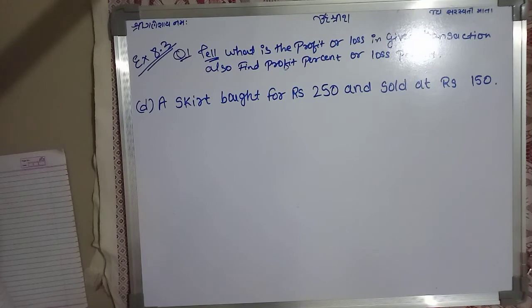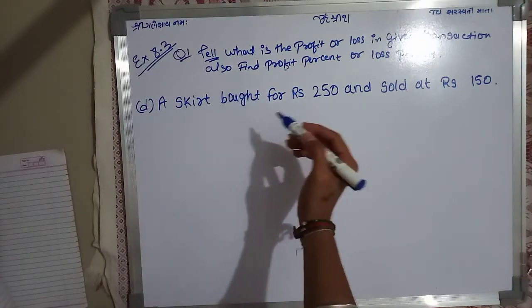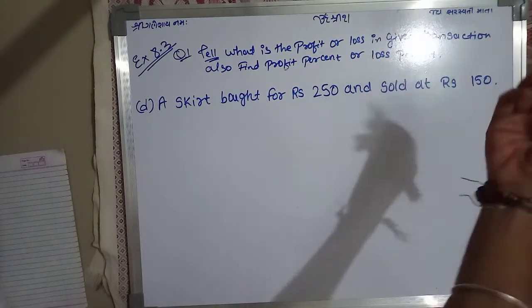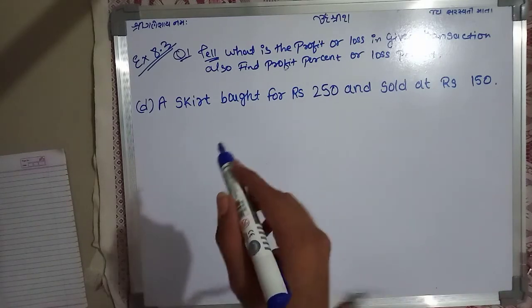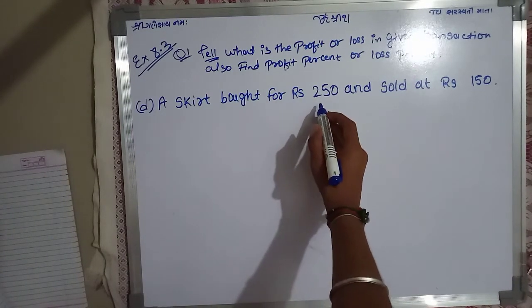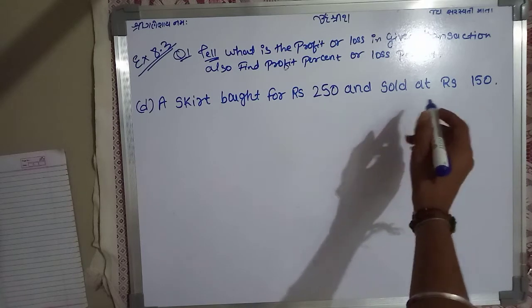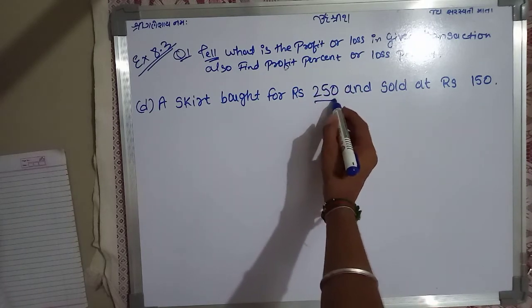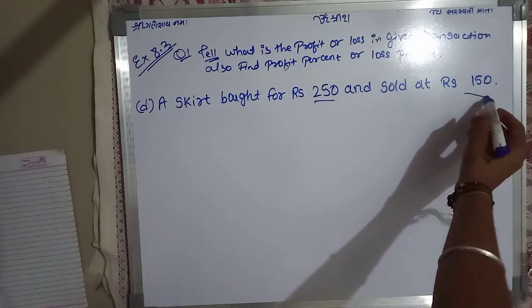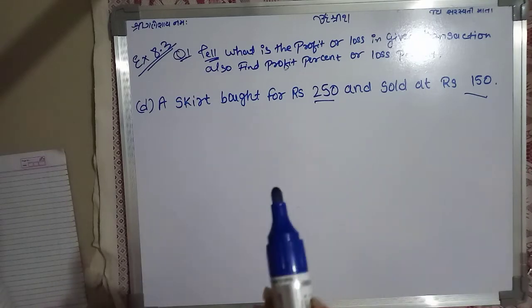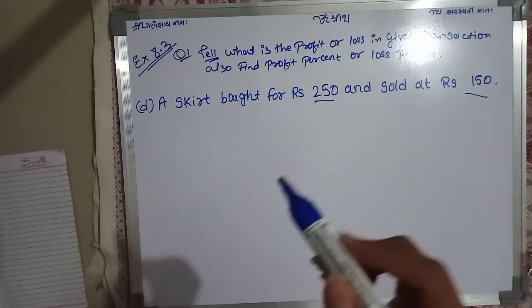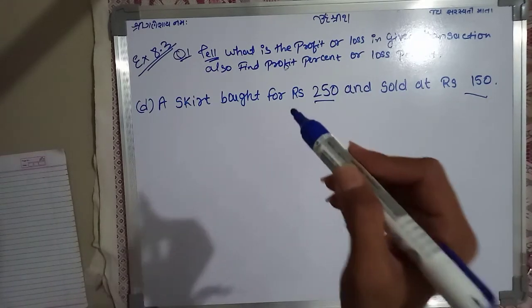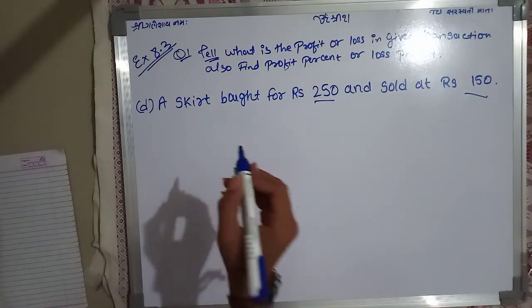Let's see the fourth question. A skirt bought for rupees 250 and sold at rupees 150. In the previous question the cost price is lesser than selling price, but in this question the CP is greater than selling price. When the cost price is greater than selling price, we undergo loss. So in this we have to find loss and loss percentage.